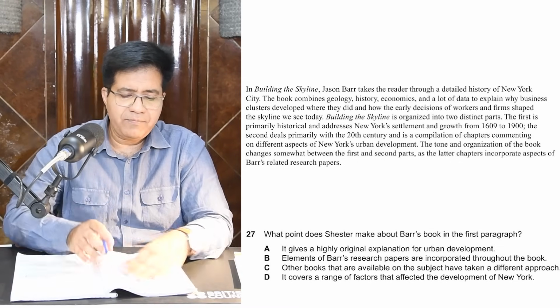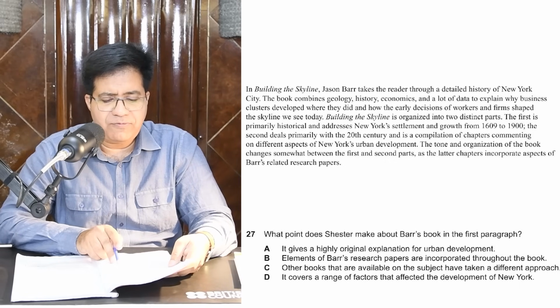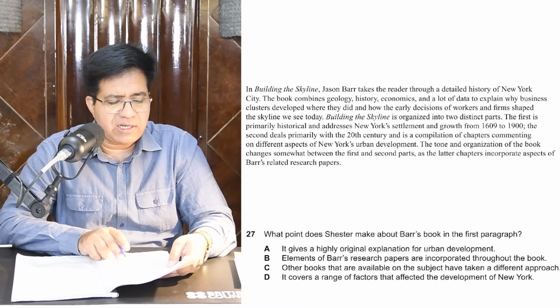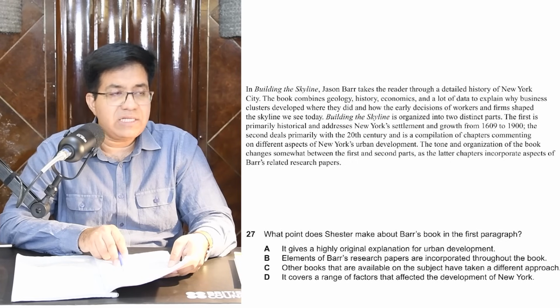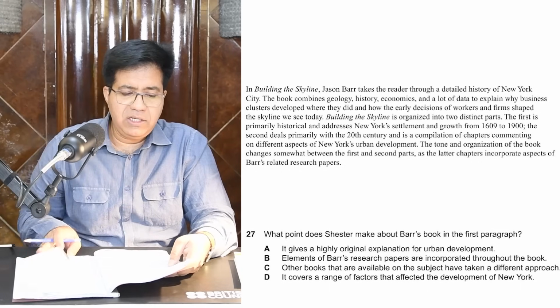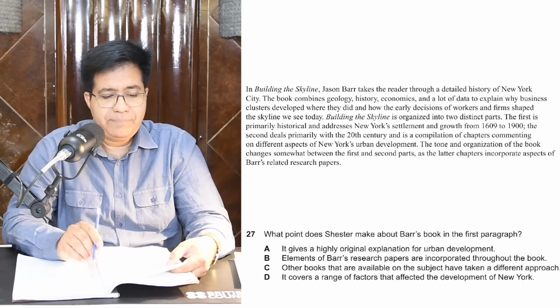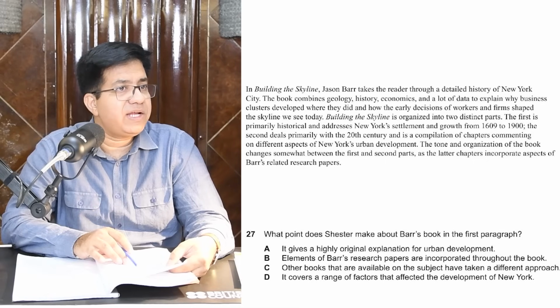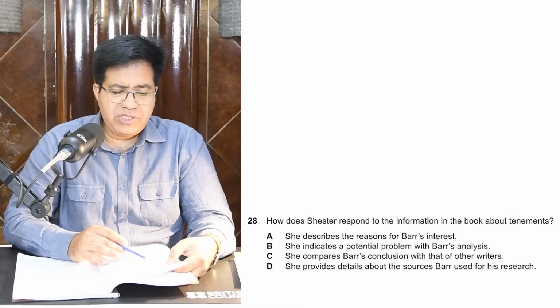Now let's come back. What are those range of factors? Second line, and a lot of data to explain. Factor number 1, why business clusters developed. Factor number 2, where they did. Factor number 3, and how the early decisions of workers and firms and all that. So these are a range of factors, right? So the correct answer for question number 27 is D. Have you found the range of factors, why, where, and all that? These are the factors.